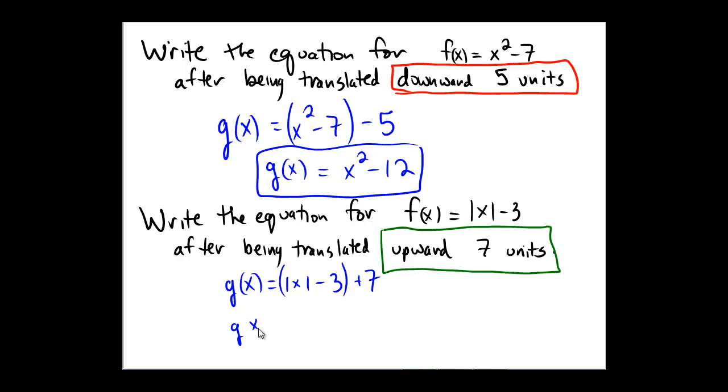So the answer to write on an exam or a quiz would be absolute value of x minus 3 plus 7, which is a net result of adding 4. So there would be the final answer.